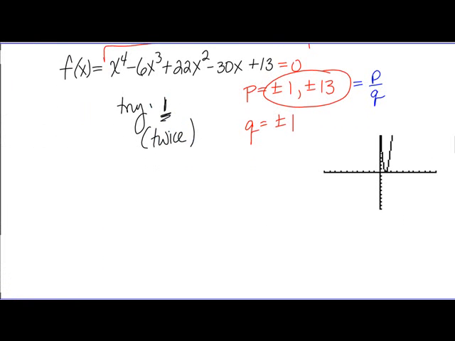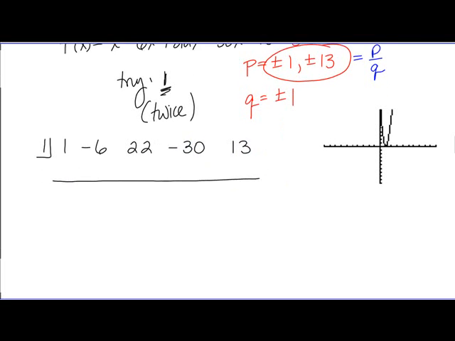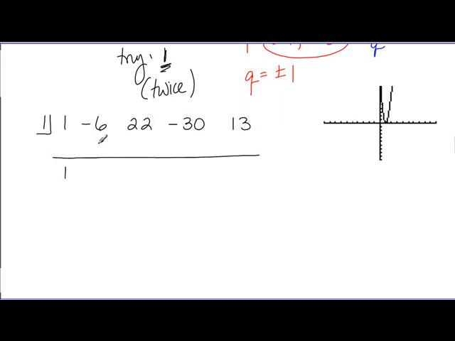So I'm going to try synthetic division. 1, negative 6, 22, negative 30, and 13. Bring down the 1, multiply, and add, multiply, and add, multiply, and add, multiply, and add. All right, so this is good news. 1 is a 0, which means x minus 1 is going to be a factor.